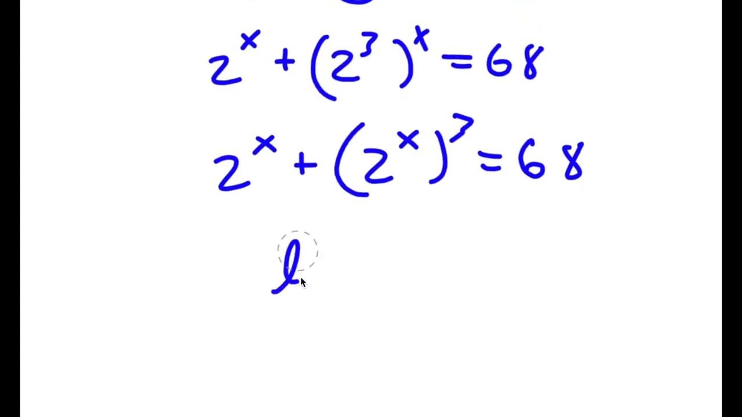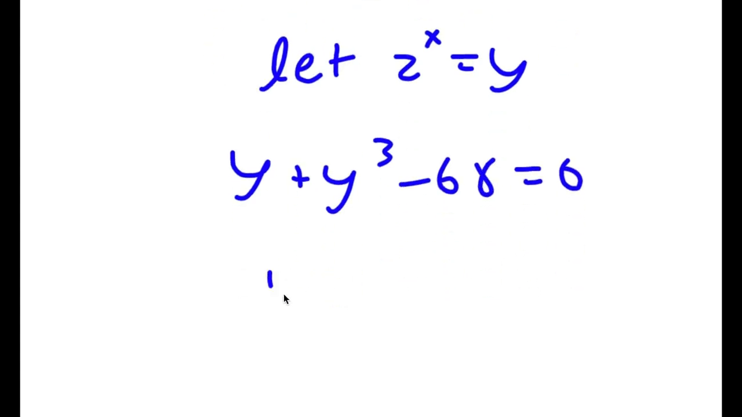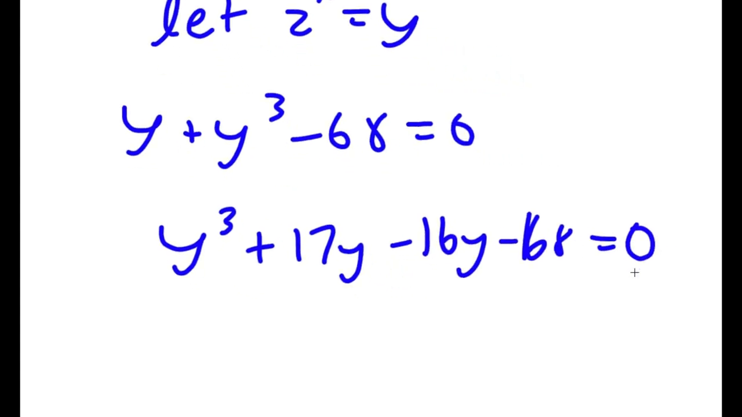Now I'm going to let 2 to the power of x equal to the variable y. So now I have y plus y to the power of 3 minus 68 is equal to 0. And this is the same thing as y to the power of 3 plus, I'm going to write y as 17y minus 16y minus 68 is equal to 0.